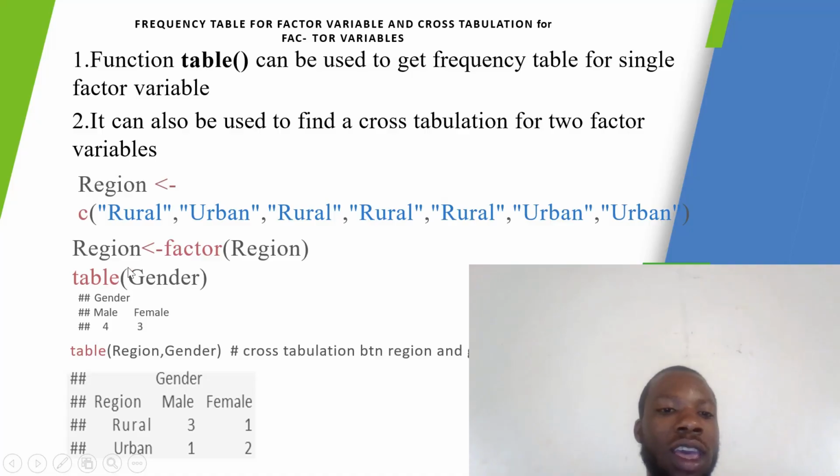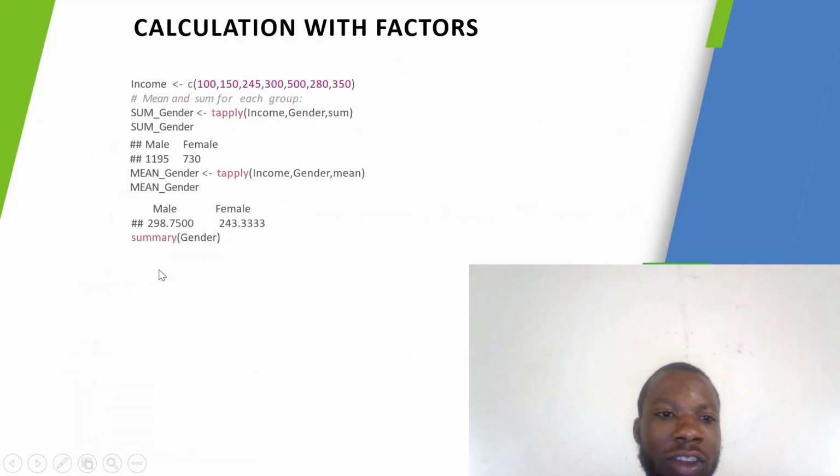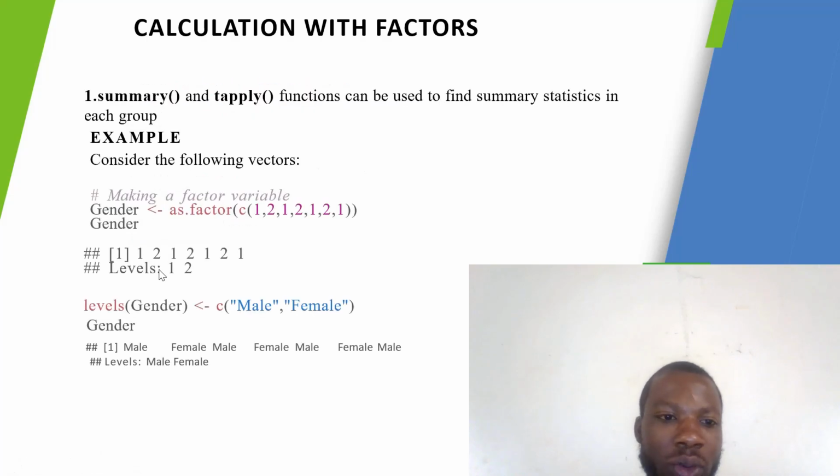This is an example that I was telling you. Gender was already converted into a factor. That's why I didn't do it again. I guess we have done it on this side here.